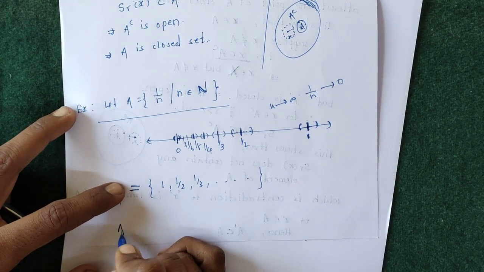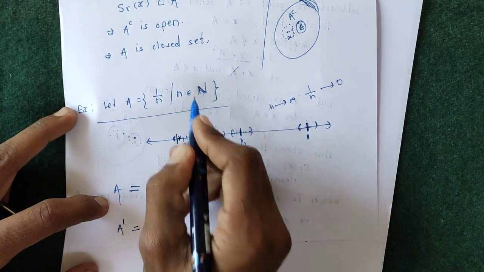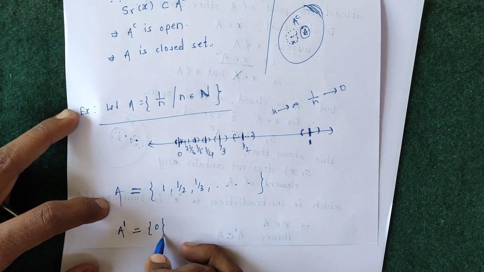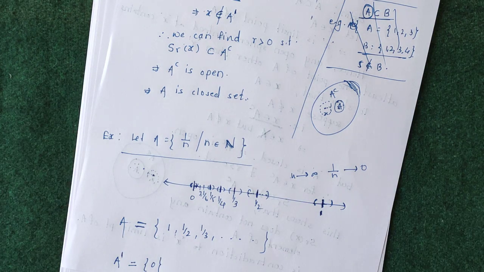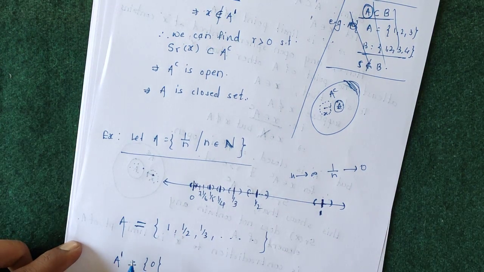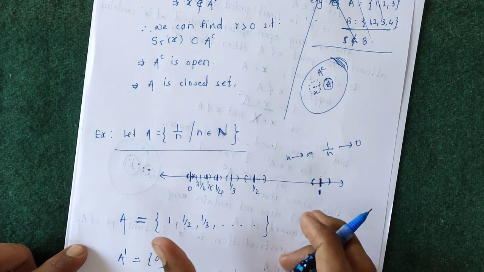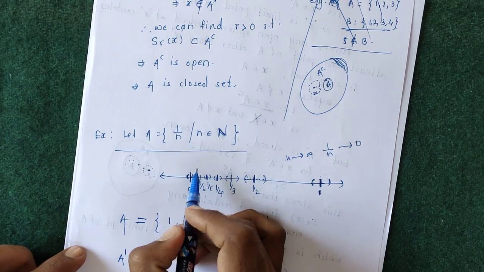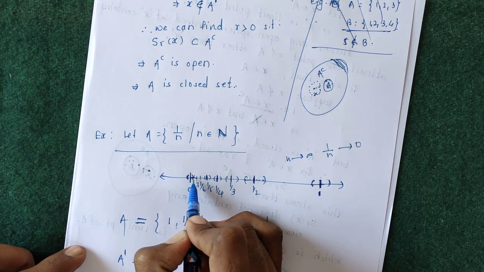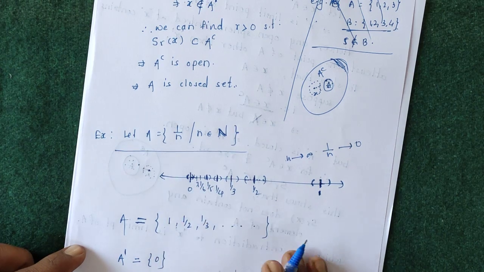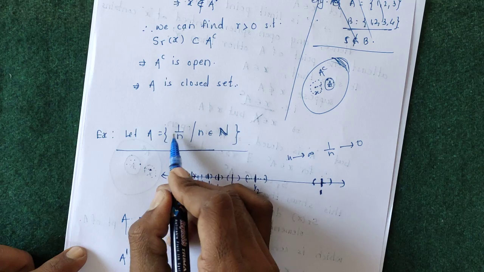So, the limit point set of A is the singleton 0. So, 0 is the only limit point of A, because for 0, if we take any smallest or largest radius and draw the open sphere, then that open sphere contains at least one point of A other than 0, because near 0 there are infinitely many points of the set 1 upon n.